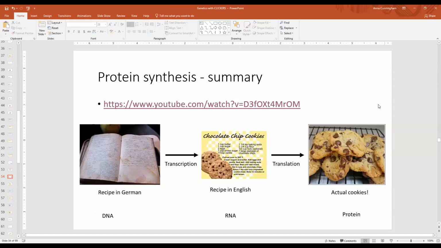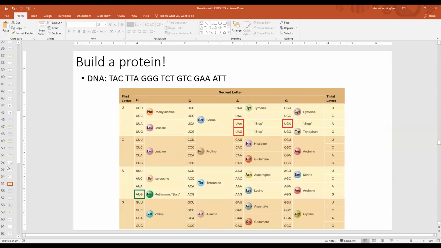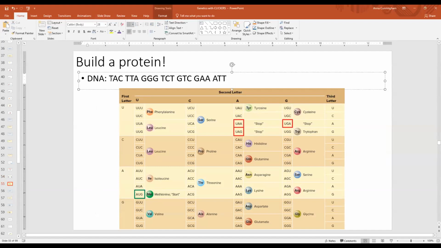So just really quickly, let's move back to the PowerPoint. So there's my pitch for why protein synthesis is so important. What I would like you to do to practice this process is I will be asking you on future exams and quizzes to basically take a strand of DNA and turn it into a protein.